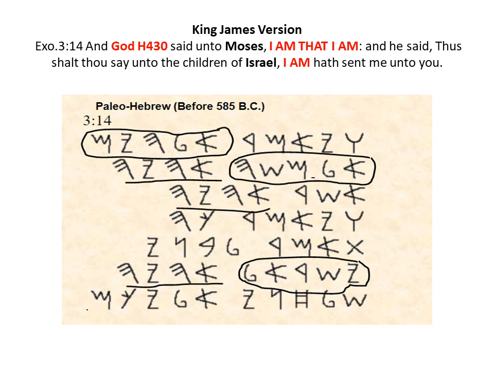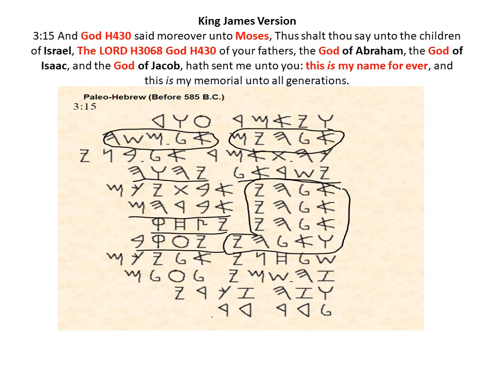But it is further defined in verse 15. And God, H430, said moreover unto Masha, thus shall you say unto the children of Yasharel, the Lord, H3068, God, H430, of your fathers, the God, H430, of Abraham, the God, H430, of Isaac, the God, H430, of Jacob, has sent me unto you. This is my name forever, and this is my memorial unto all generations.